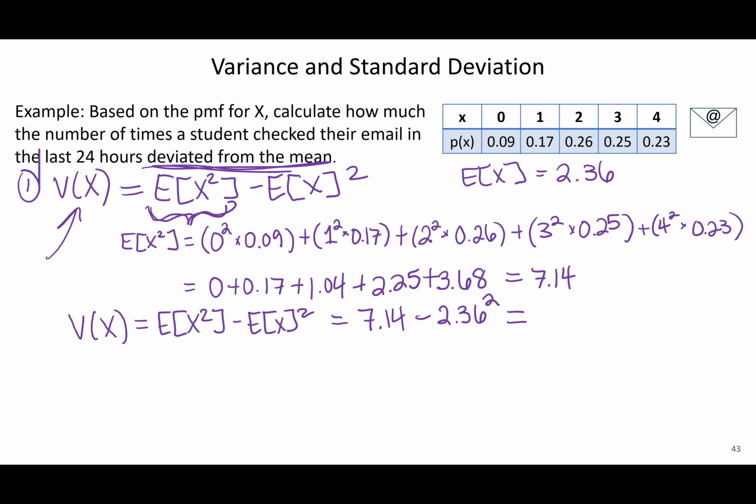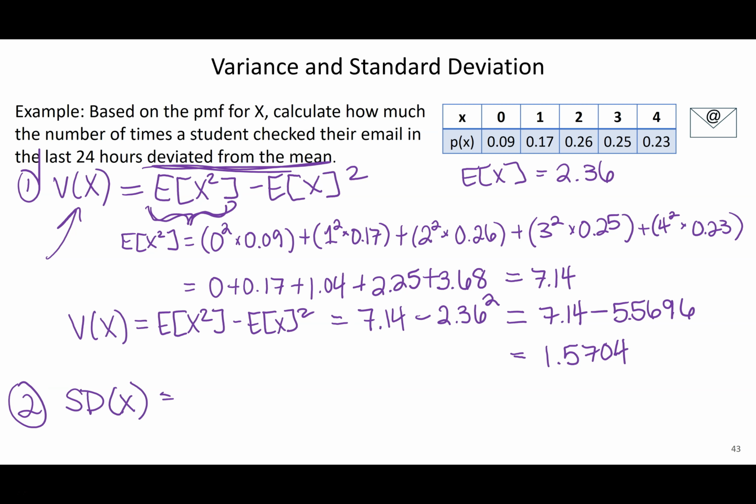If you do find yourself calculating the variance and you get a negative number, something's gone sideways, that's a good way to remind yourself to, hey, go back and check. Something went wrong in my math here. So I end up getting here 7.14 minus 5.5696. So I end up getting 1.5704. So that's my variance.